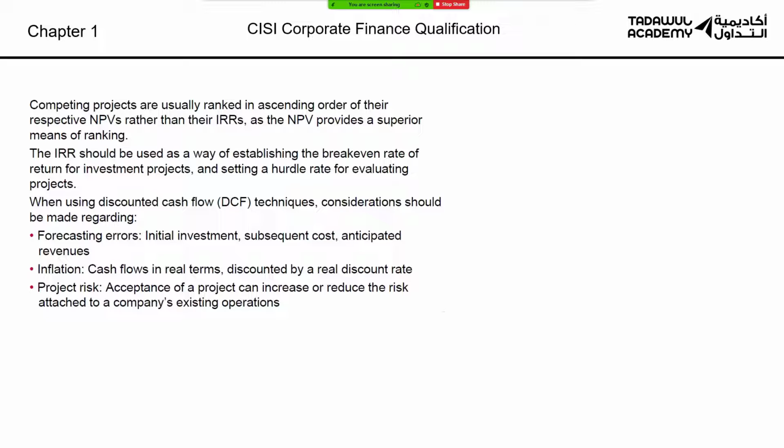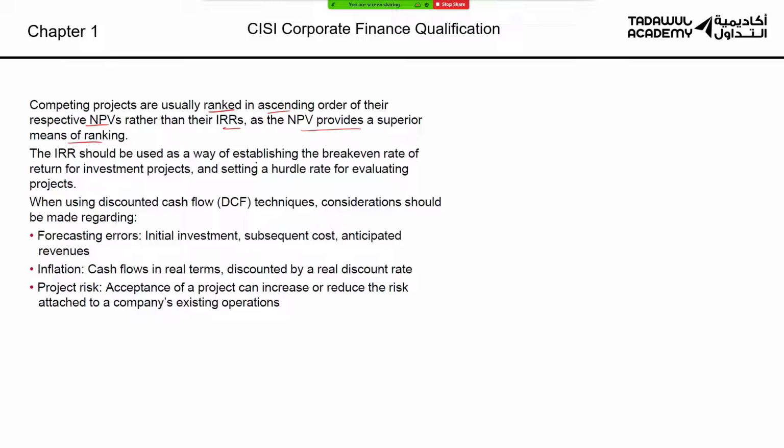And we ended the chapter with a few concepts. Competing projects, because every business, not just competing projects, competing investments, anything that is requiring you to pay, are usually ranked in ascending order of their respective NPVs, rather than the IRRs. NPV provides a superior means of ranking.